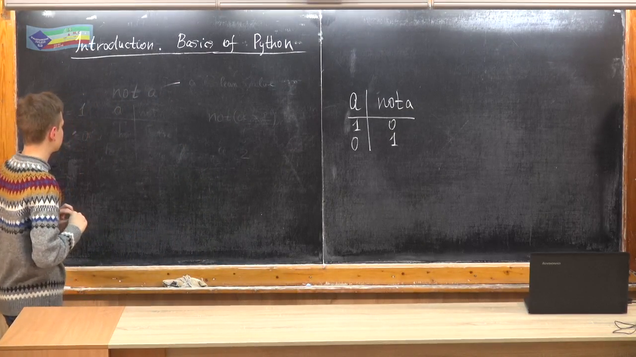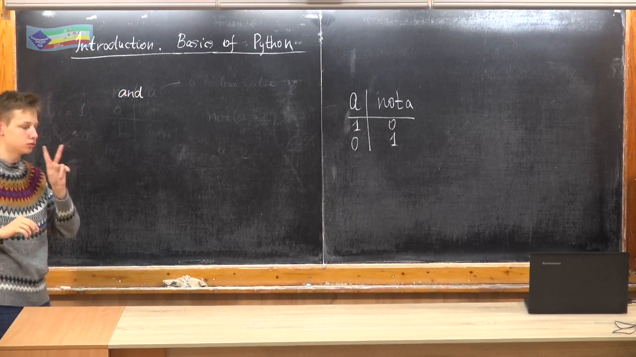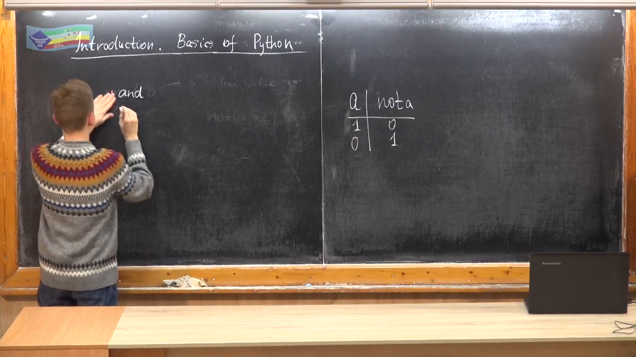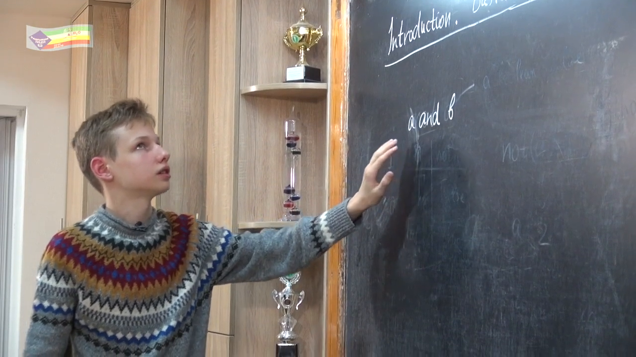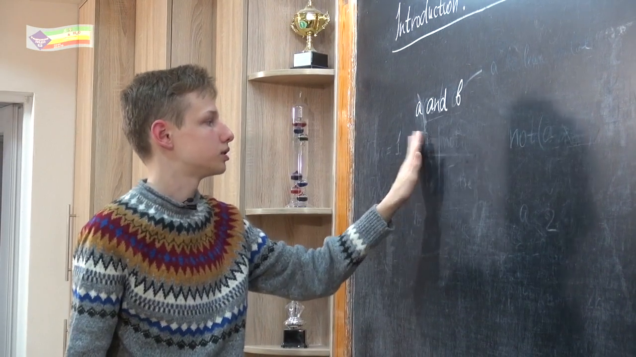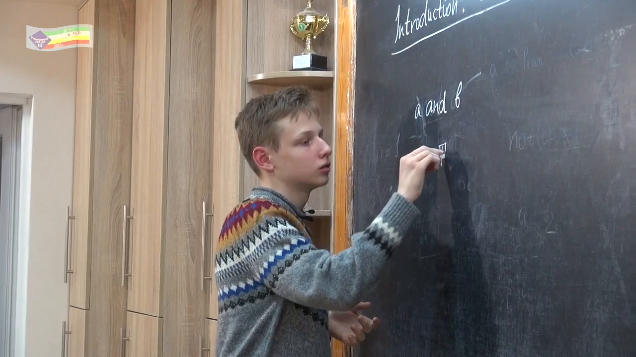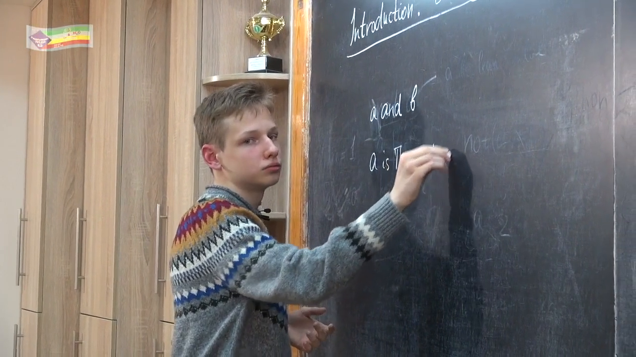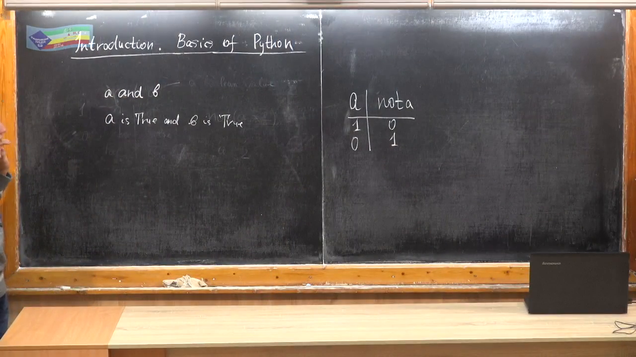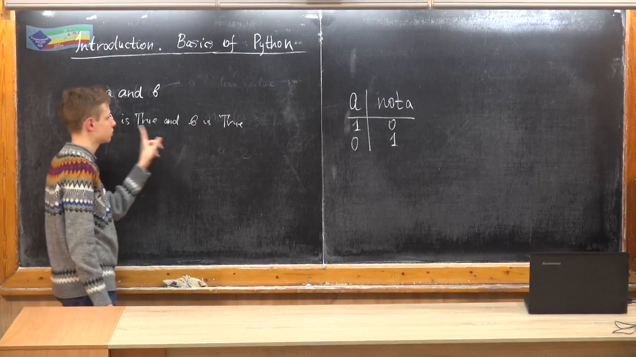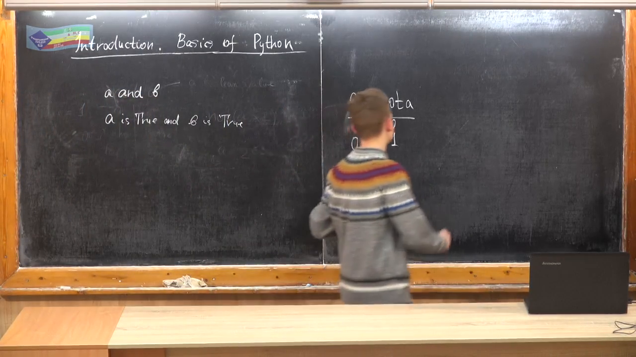The second logical operator is AND. It requires two Boolean values. Let's call them for consistency A and B. This operator is true only when A is true and B is true. Otherwise, it will be false. Even if A is false, or B is false, or they both are false, it will be false.